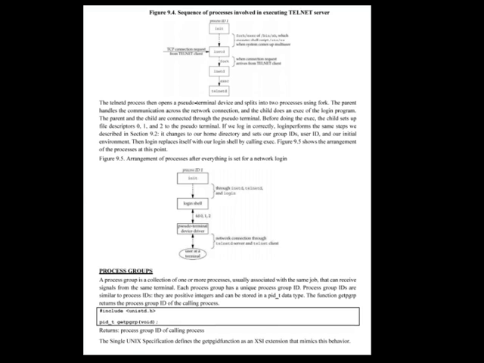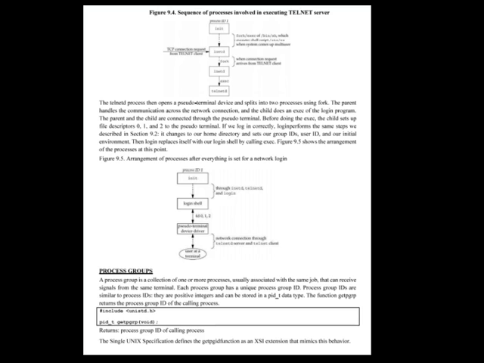Now let us see process groups. A process group is a collection of one or more processes, usually associated with the same job, that can receive signals from the same terminal. Each process group has a unique process group ID. Process group IDs are similar to process IDs. They are positive integers and can be stored in the pid_t data type.